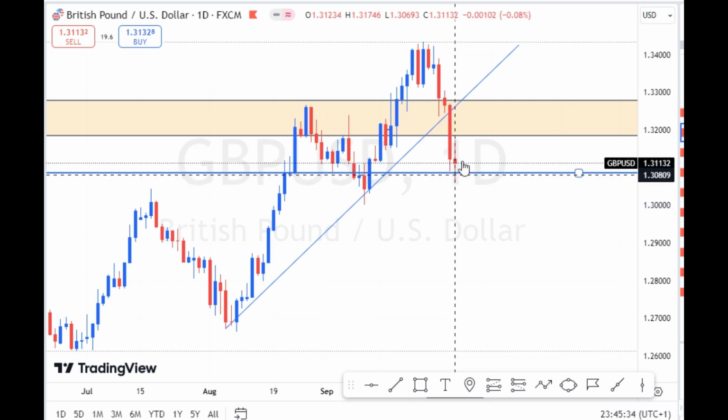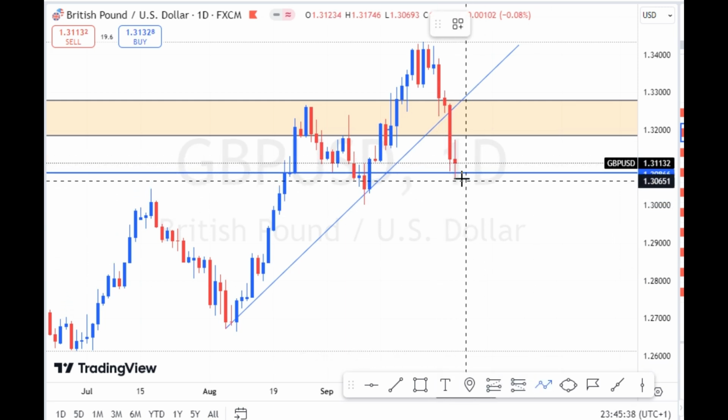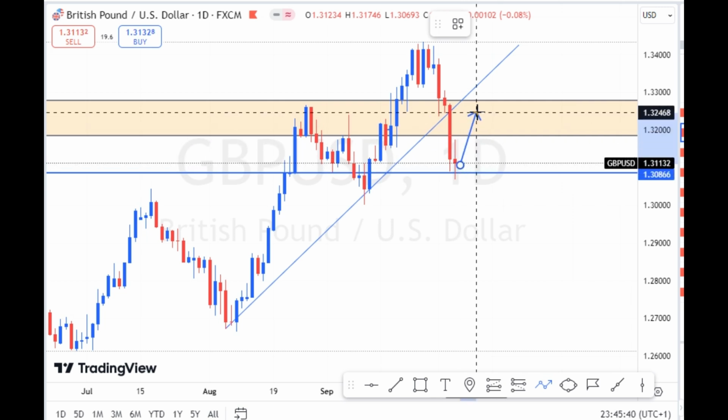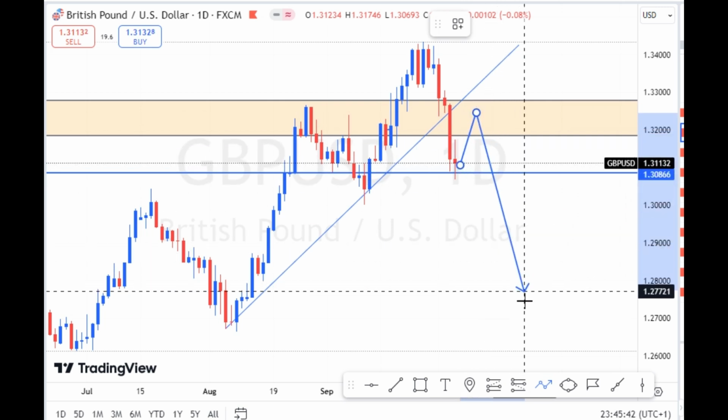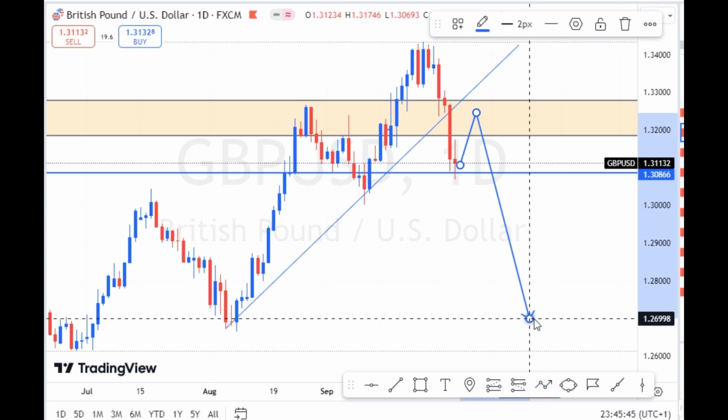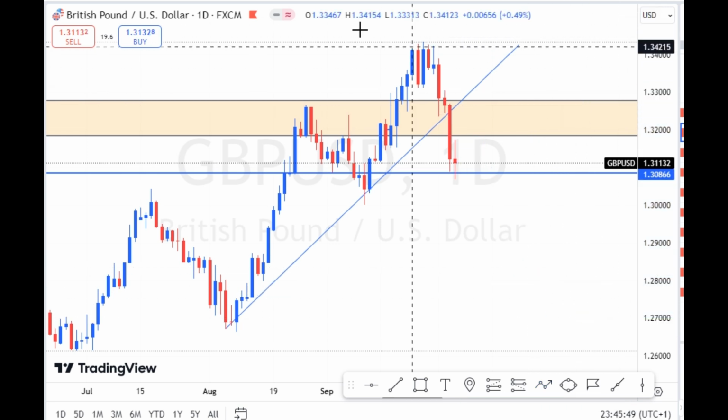Now, so long as price has broken our trend line, it shows that the Great British Pounds USD has changed its trend to what? To downtrend. But what we're expecting first, we expect price to retrace back to this area before we look at our selling opportunity down, with our target at this level for the Great British Pounds USD. So let's look at the weekly chart of the Great British Pounds USD.